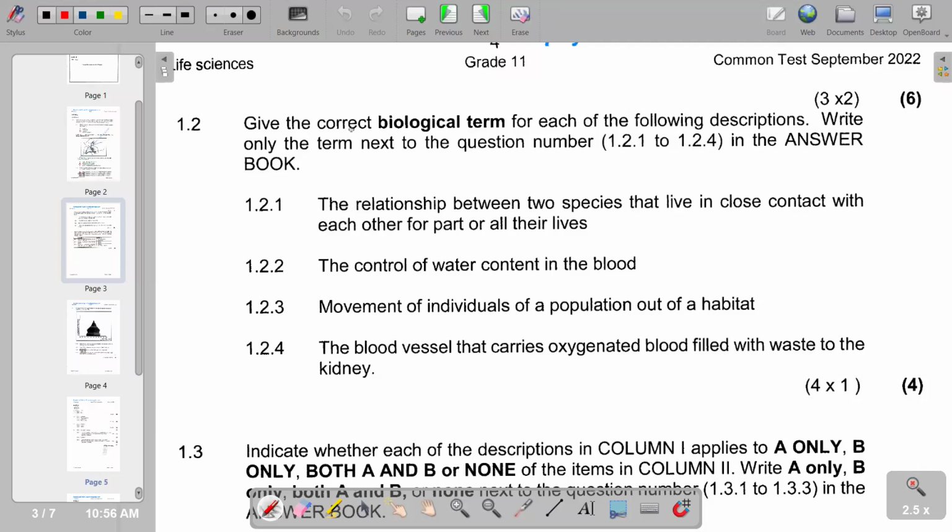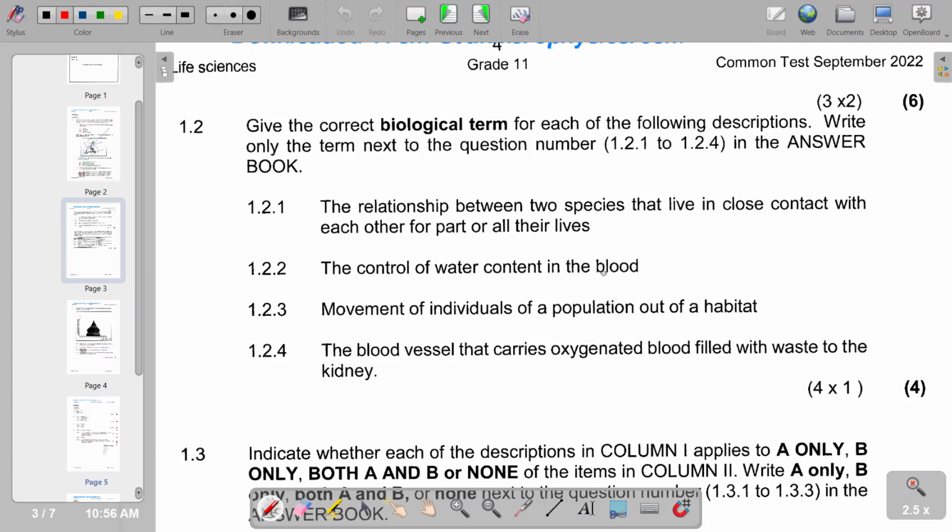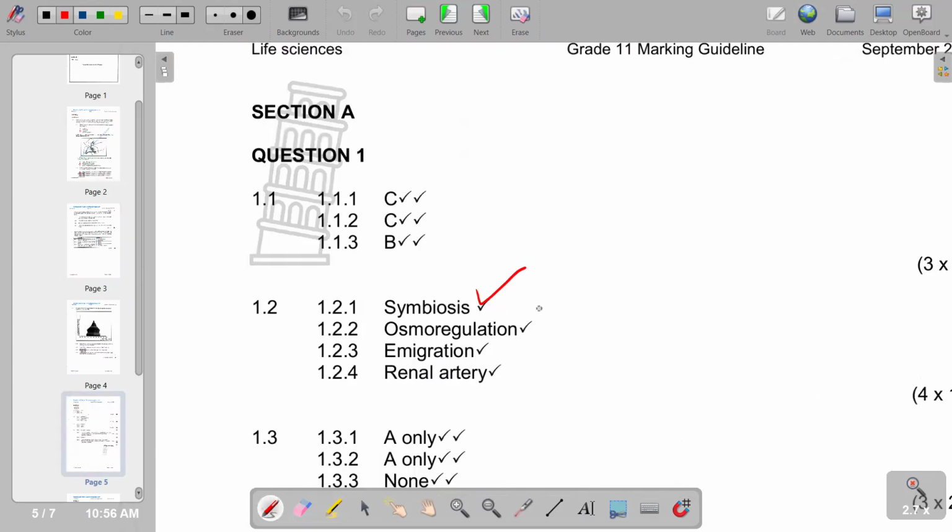Question 1.2, give the correct biological term for each of the following descriptions. And of course, the first part is the relationship between two species that live in close contact with each other for part or all of their lives. So we see that this is symbiosis as indicated on 1.2.1. We go to the next part. It reads the control of water content in the blood. Of course, this is osmoregulation. And so we have osmoregulation.